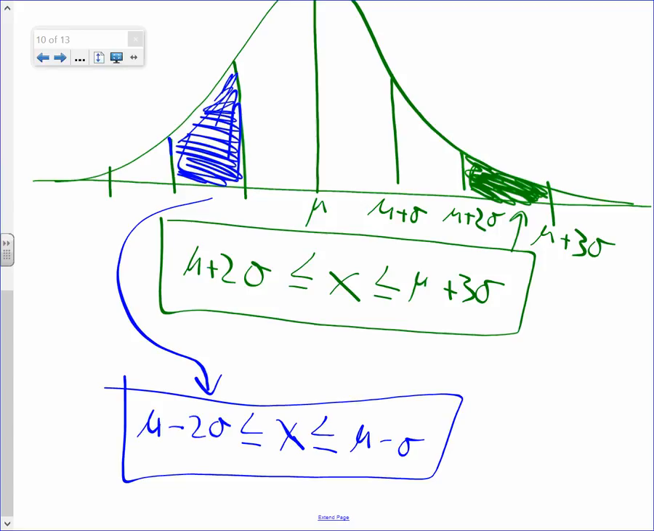Look at the left boundary. That's mu minus 2 sigma. The mean minus 2 sigmas. Boom. The right boundary of the territory is mu minus 1 sigma. And X is in between them. So X is found anywhere in here. X is in that region or territory.